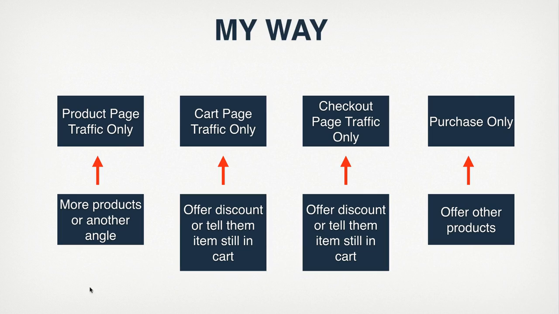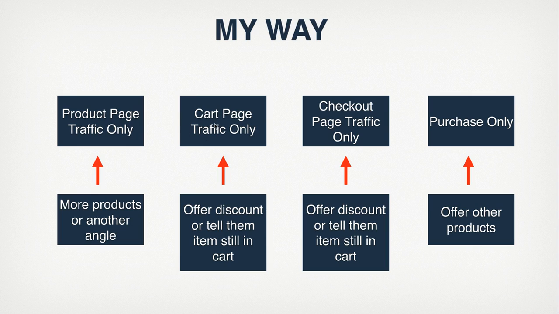So first of all, this is my way. I do a custom audience in my product page only, my cart page only, my checkout page traffic only, and my purchases only. The reason is, first of all, I can advertise more products or another angle to the people that just hit the product page and didn't go to cart. So they've come to my site, they were interested in the product, and now they're not. Maybe it's the price, maybe they're just not interested anymore. So what I could do is I can advertise another product to them, or I could advertise with another sales angle and kind of try and get a sale out of those people.